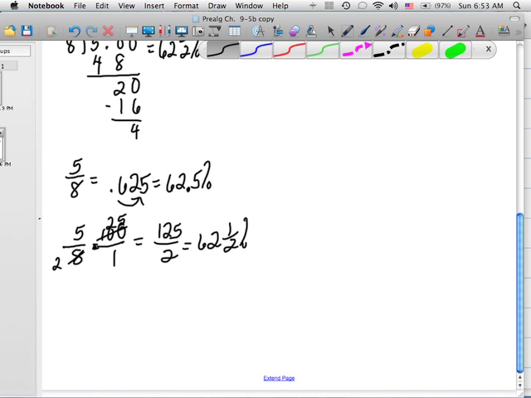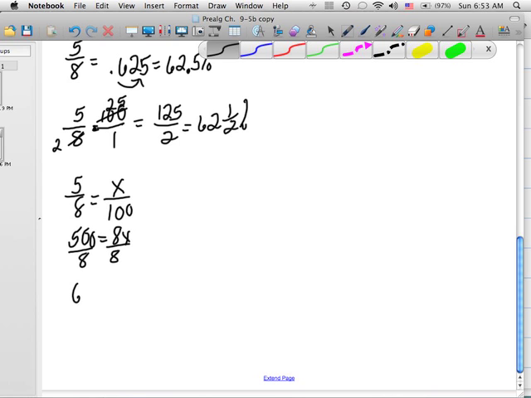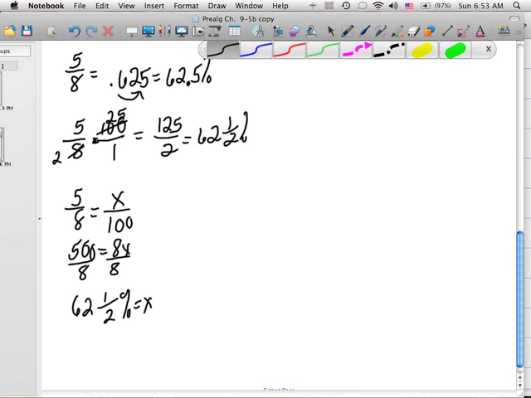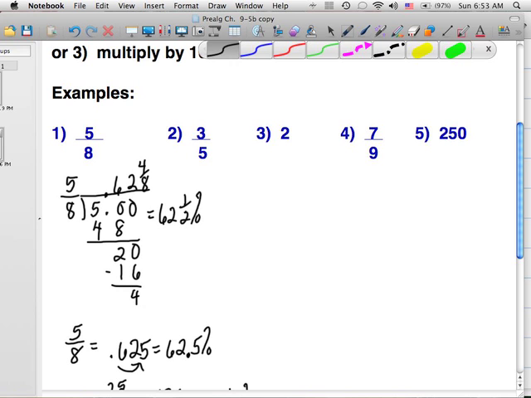And as I said, the last way is the proportion. 5/8 equals, we're trying to change it to percent, something over 100. So we get 500 equals 8x. Divide by 8. 8 goes into 50 6 times with 2 left over. 8 goes into 20 2 times with 4 left over, so 62 and 1/2%. So those are all the ways you can do it. You just choose the one that works the best.